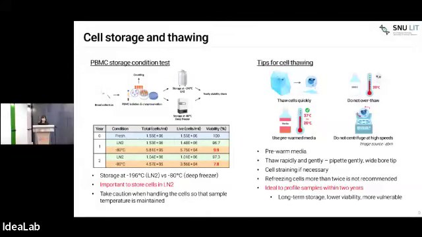And as you can see, the viability dropped to less than 10% when the cells were stored at minus 80 degrees. And I would expect tissue-dissociated cells to be even more sensitive. So it's important to store cell stocks in liquid nitrogen and take caution when handling them so that the sample temperature is maintained. And as everyone probably knows, when thawing the cells, using pre-warmed media and thawing rapidly but gently are critical. And strain the cells if necessary, especially for tissue samples. We recommend to not refreeze the cells more than twice, and ideally to profile the samples within 2 years.